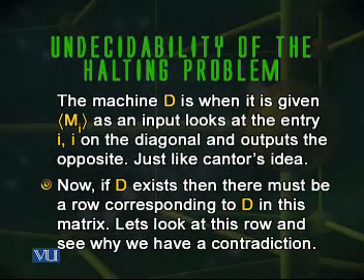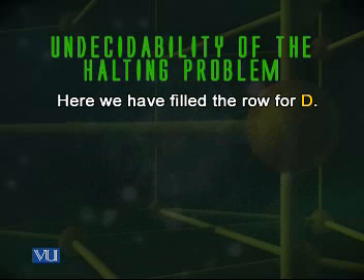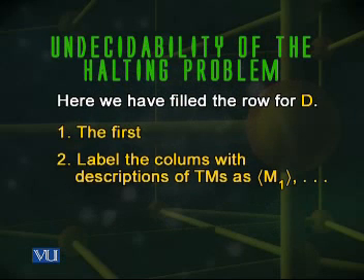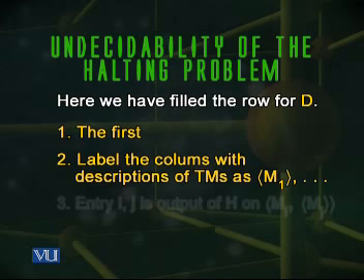Now, if D happens to be a bona fide Turing machine, then D would appear as a label on one of the rows. Let's try to see how that row looks, and we will reach a contradiction. Here we have filled a row for D. How would the row look? The columns are labeled by descriptions of Turing machines M1, M2, and so on.